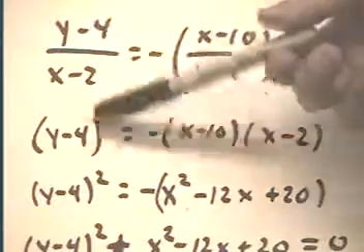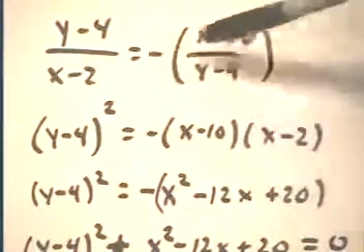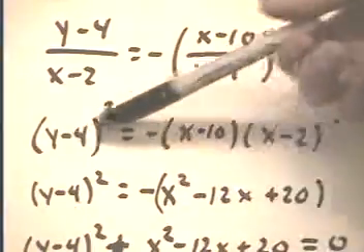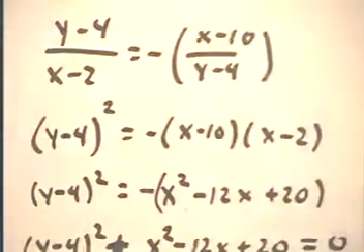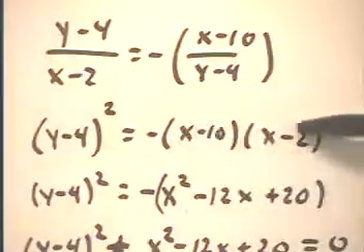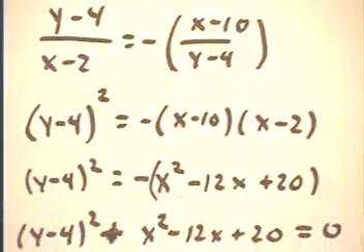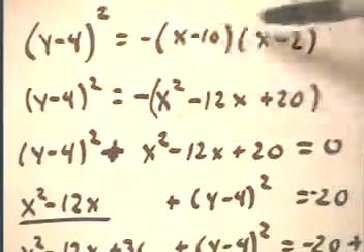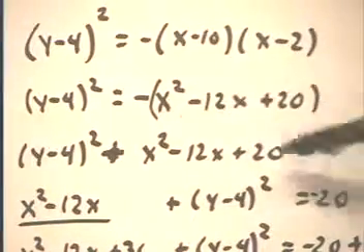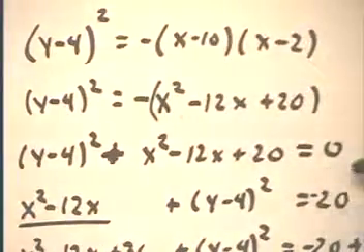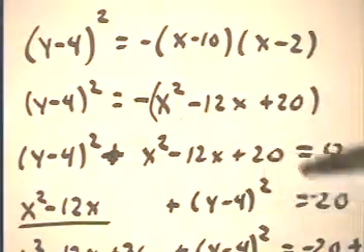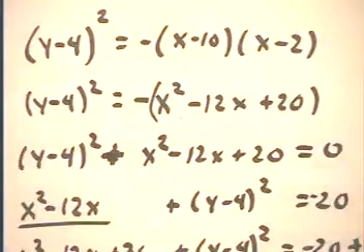Well, y minus 4 times y minus 4 is y minus 4 squared. On this side, we get negative x minus 2 times x minus 10. If we multiply out the right-hand side, and then add the right-hand side to both sides, the right-hand side becomes 0, and we end up with these three terms over on the left-hand side.